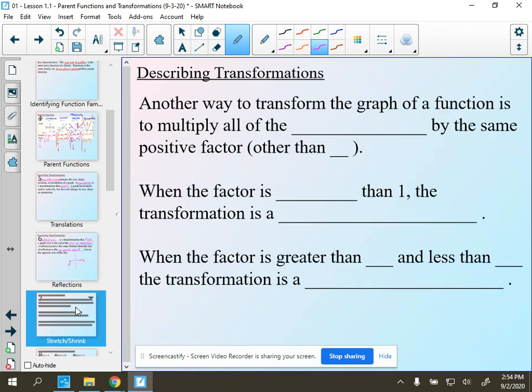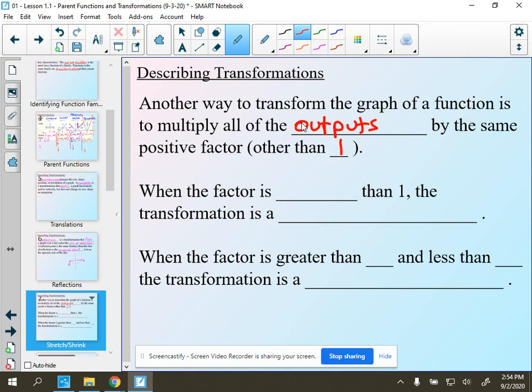Our last type of transformation gets a little bit more involved because we start throwing some numbers into it, but it's basically multiplying all the outputs by the same factor. A positive factor, sorry, other than 1. 1's not going to help us. If I take an output of 5 and multiply it by 1, I'm going to stay at 5. 0 would clear everything. So we're really just looking at positive numbers other than 1.